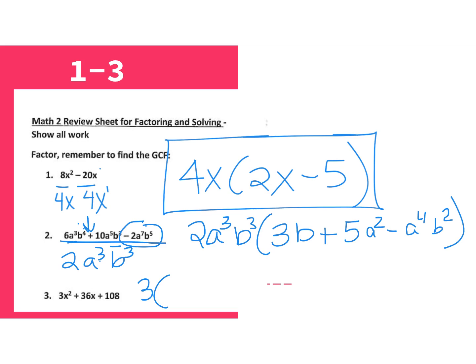So let's take a look at that. I'm going to pull out a 3. So 3 goes into 3 one time, and then I'm just going to list my x squared.